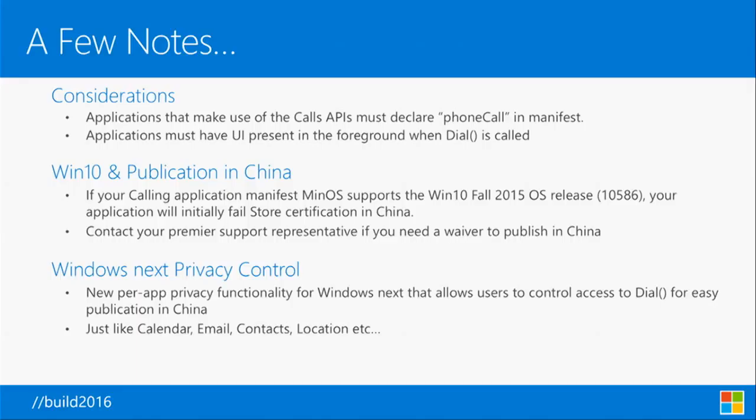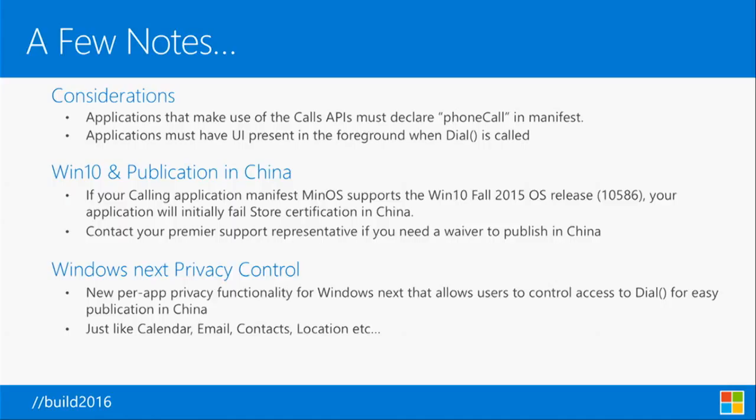Thank you, Bio. You're welcome. There are a few things to keep in mind if you're working on a calling application for Windows 10. A calling application needs to declare phone call in the manifest, or when it calls dial, the OS will reject the call. Additionally, a calling application needs to have UI present in the foreground when dial is called, or again, the OS will reject the call.